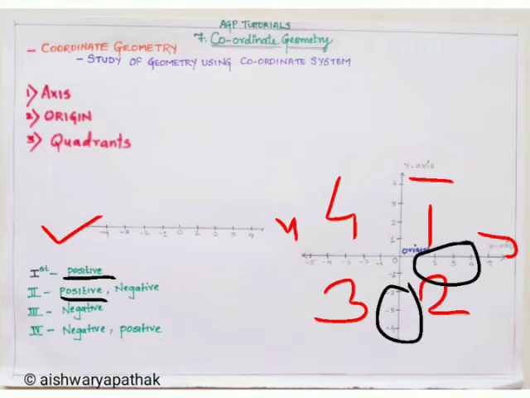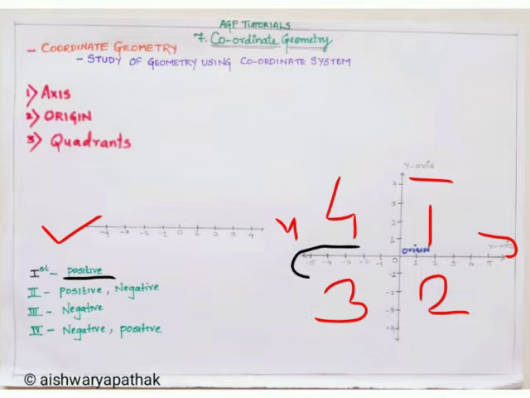Remember that. Now see the third quadrant. In the third quadrant, the x coordinate is negative. Here -5, -4, -3, -2, -1 is there, and the y coordinate is also negative. So in the third quadrant both the coordinates are negative. Therefore I have written negative here. Y coordinates are also negative and x coordinates are also negative.